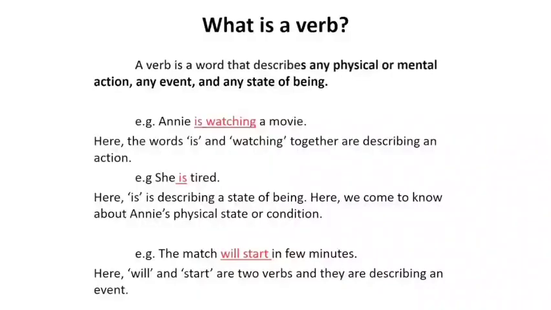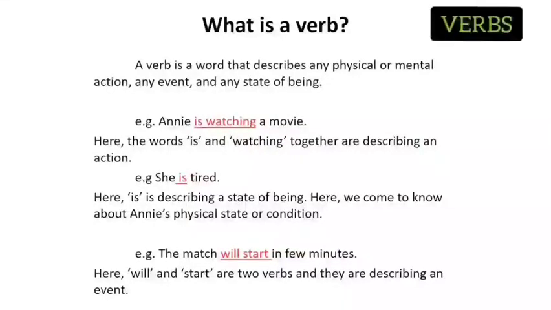So first we'll start with finite and non-finite verbs. First we have to understand what a verb is. We know that a verb is a term that represents a work or a work being done. Just like Annie is watching a movie, she is tired, the match will start in a few minutes. Now all these underlined words, as well as the red colored words, represent verbs.